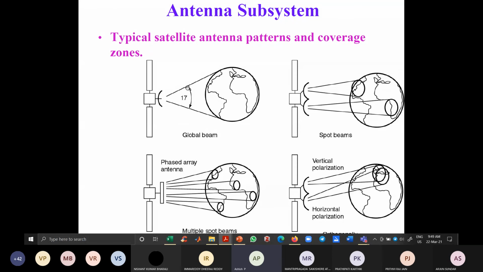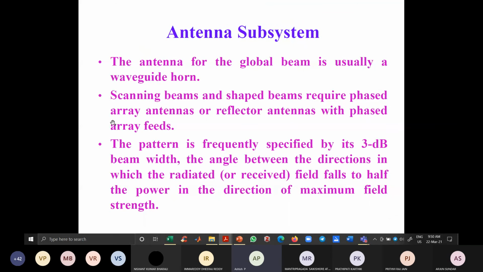If you want a global beam, then you have to go for a horn antenna, because a horn antenna is known for providing large coverage. Sometimes if you want focused coverage to particular regions, then there are different options. We will see it later. The choice for this global beam is usually a waveguide horn or horn antenna.